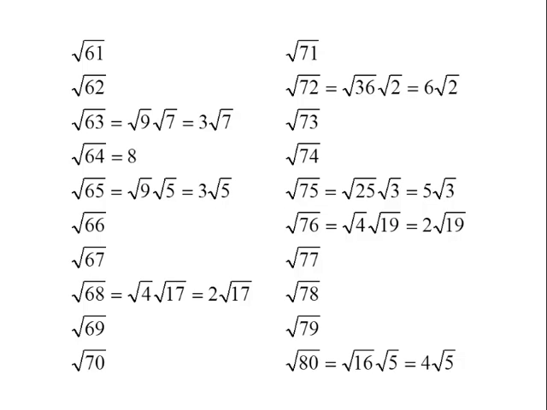79 is prime, and 80 has a factor of 16. So 16 times 5 gives me 80. The square root of 16 is 4, so we have 4 radical 5. 81 is a perfect square. The square root of 81 is 9. 82 is 2 times 41, no perfect square factors.